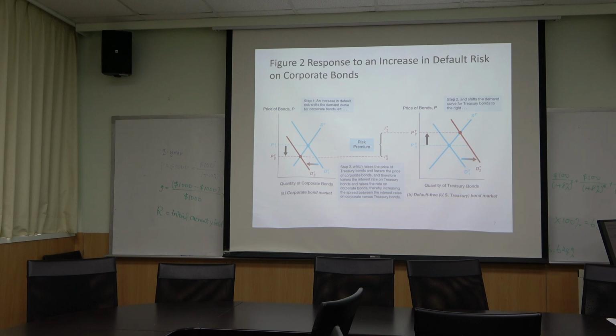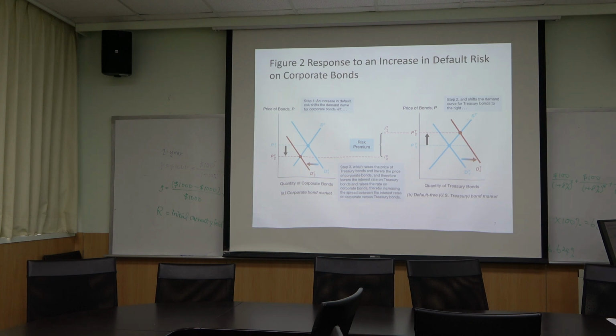It means the curves are shifting together. Yes, if the corporate bonds go to the left and the government bonds go to the right. It's always like that, when we see an increase in the default risk, and then we compare both markets.